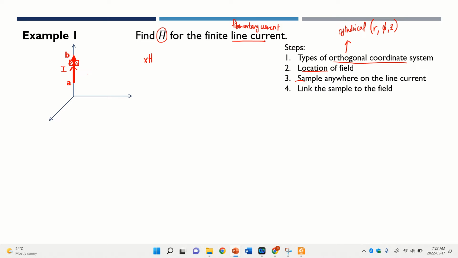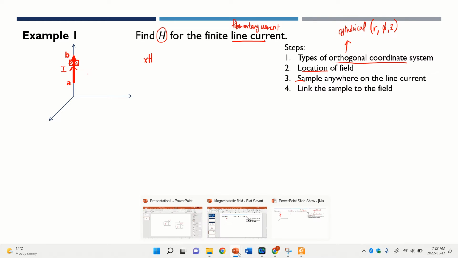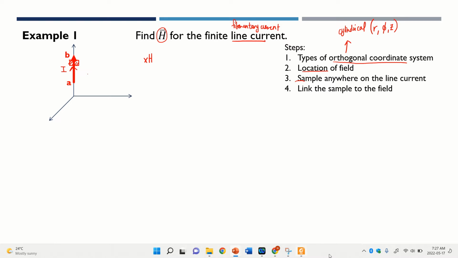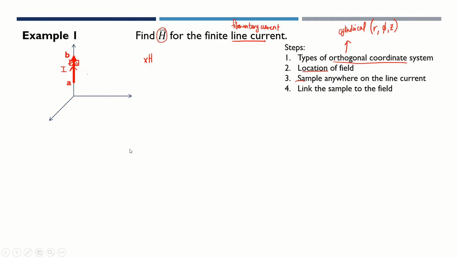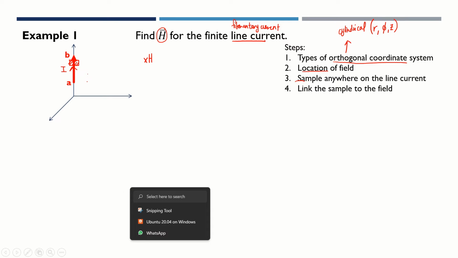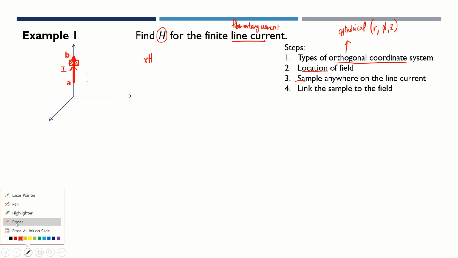I want to change my ink. There is a dark part here. Can I? I can't remove this part. But it's okay. This is going to be my ink. Oh yes, I can remove that. So I erase this and use a different ink, so that you can identify where the sample is and differentiate. So this is my sample. The sample can be anywhere on the line current, down here or up here, no problem, as long as it lies on this line current.